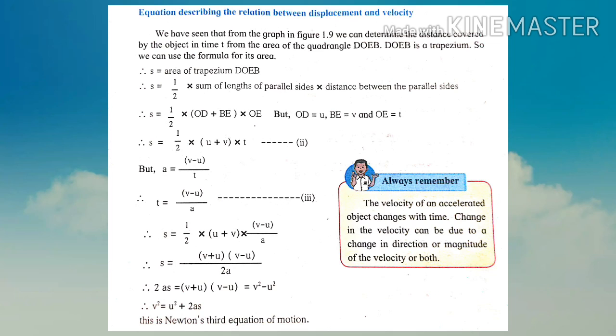Cross multiply, then what happens? 2as is equal to v plus u, another bracket, v minus u, that is 2as is equal to v square minus u square, that is v square is equal to u square plus 2as. In this way we prove the third equation with the help of the graph.